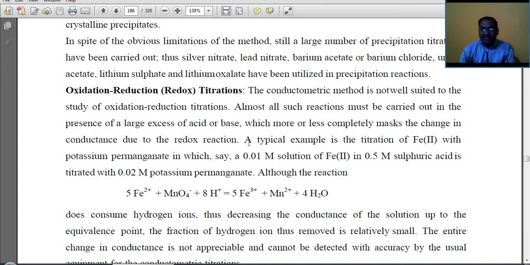Here, the stoichiometry is experimental evidence only. Why do we take a 0.01 molar Fe solution, 0.5 molar sulfuric acid, and 0.02 molar potassium permanganate? These are all experimental evidences. That's why, for the theory aspect, we take them as they are.